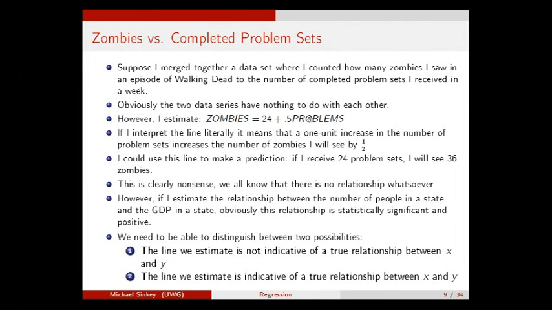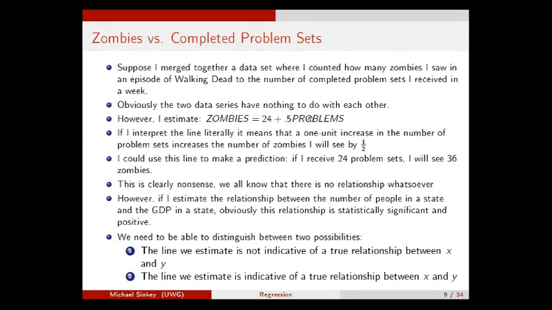So let's say I'm watching The Walking Dead, and I am also looking at how many problem sets are completed. Now the problem sets are my x, and the number of zombies I see in The Walking Dead are y. I can certainly estimate this relationship. So here is the line that I estimate. I have zombies y is equal to 24 plus 0.5 problem sets.